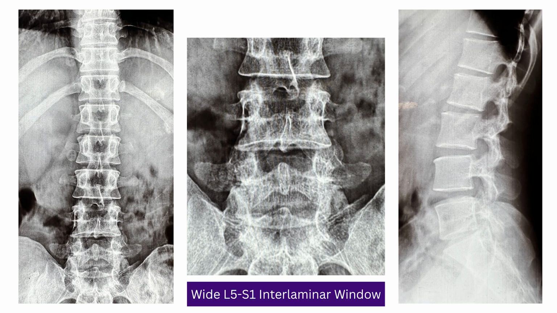So this is the X-ray of the same patient. You can see here there is no instability. In the AP X-ray you can see the L5S1 interlaminar window is very wide in both directions, wider horizontally, and at the same time wider vertically also. So in such cases you do not have to do any bony decompression. You can directly go inside by making a small flavum window.